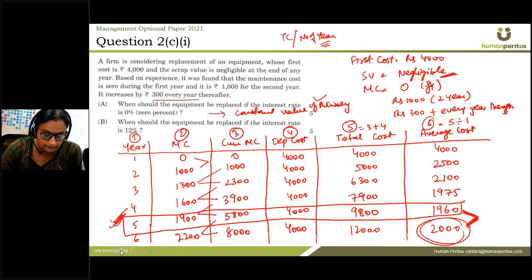Now looking at part B. So same data we'll be using for part B. However, because the rate of interest is given, it means here the value of money is not going to be constant, but it is going to change with time. So we'll be considering time value of money, and the discounting factor is going to be 12%.